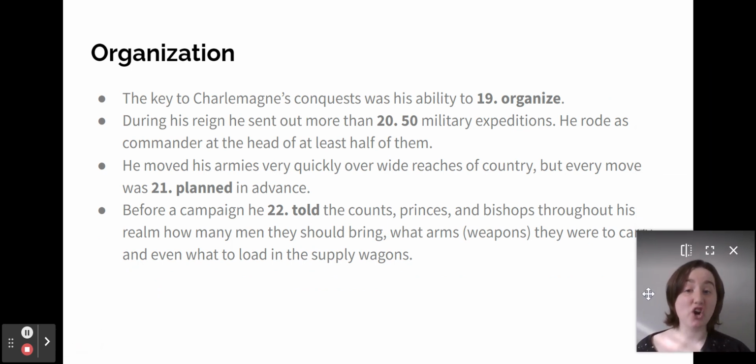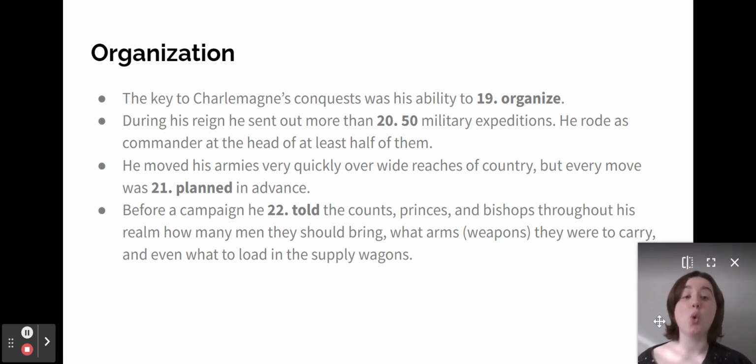The key to Charlemagne's conquest was his ability to organize. During his reign, he sent out more than 50 military expeditions. He rode as commander at the head of at least half of them. He moved his armies very quickly over wide reaches of country, but every move was planned heavily in advance.